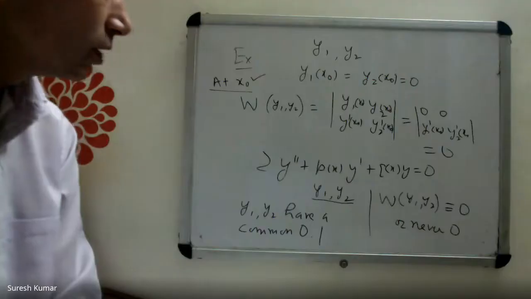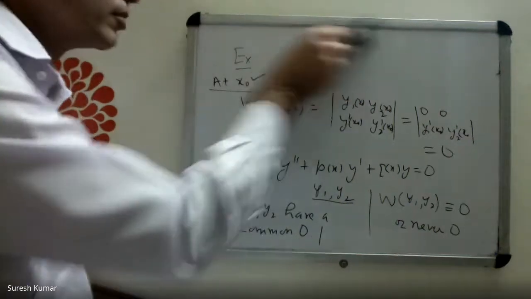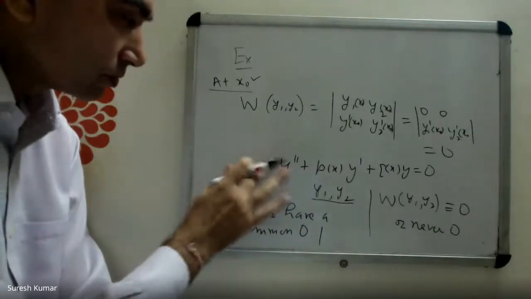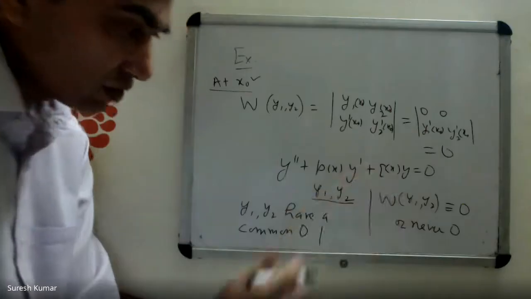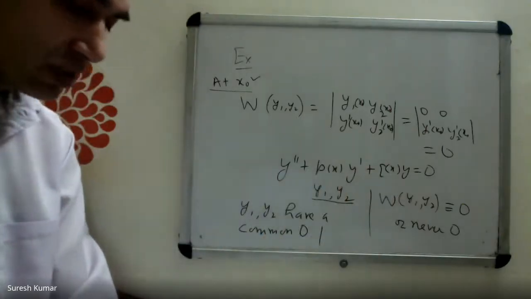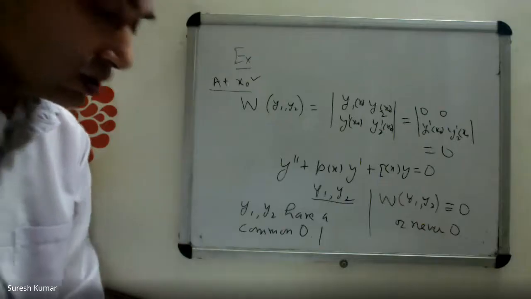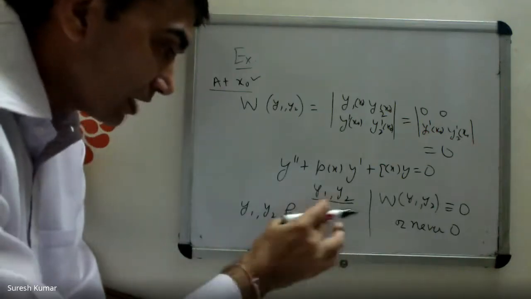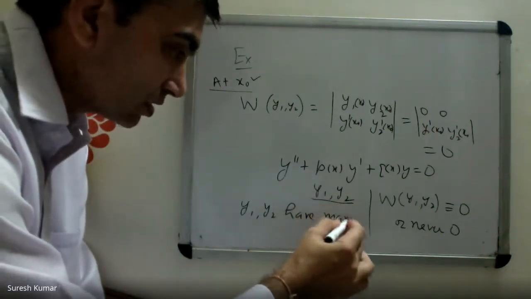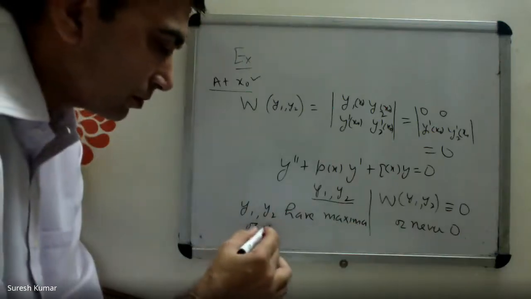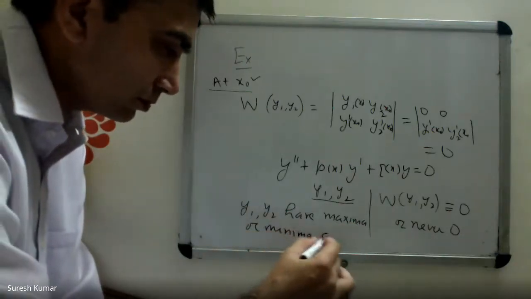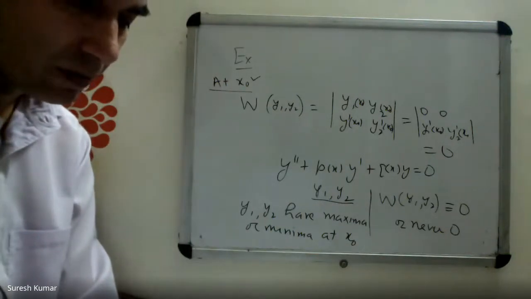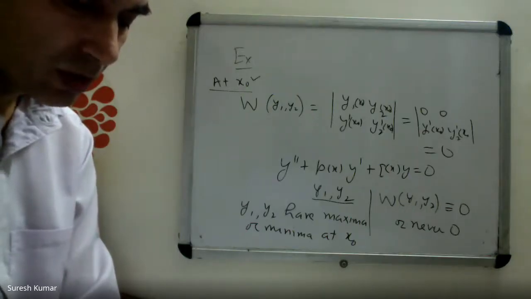Okay. So now I ask you the next question. Same situation. Second order homogeneous linear differential equation, two solutions, y1 and y2. It is given that they have maxima or minima at the same point, or you can say they have a common maxima or minima. What can you say about the solutions?